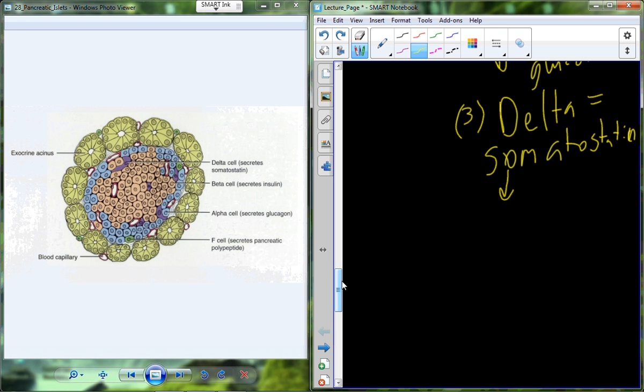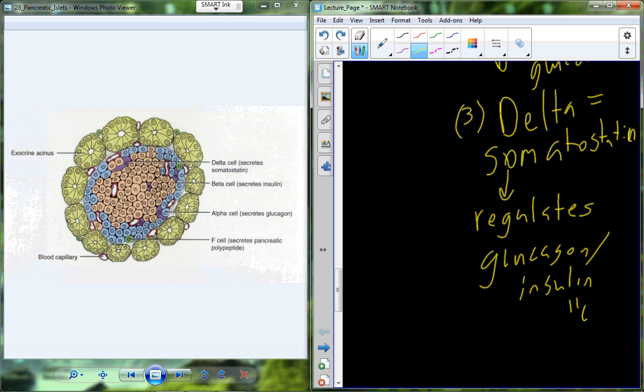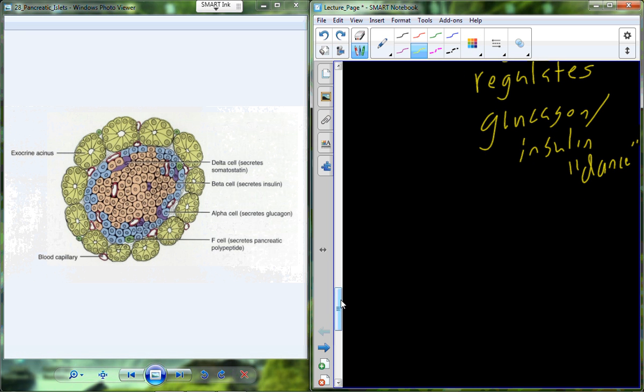So somatostatin is going to be responsible to regulate glucagon and insulin, the dance. Basically it regulates their release so that insulin doesn't become overly powerful and glucagon doesn't become overly powerful. And really, we're just focused here on maintaining those normal homeostatic levels of glucose in the range that will be conducive for good physiological function.